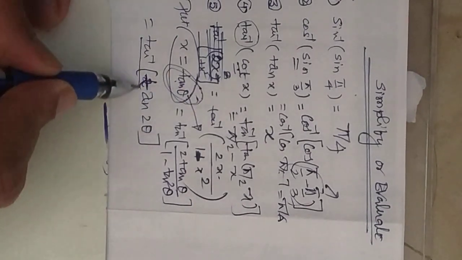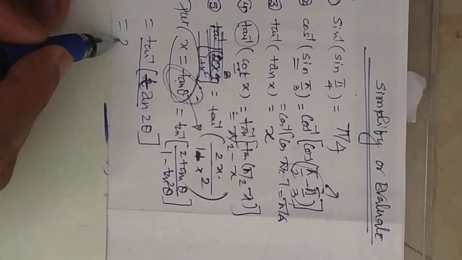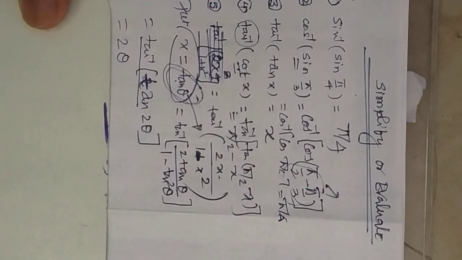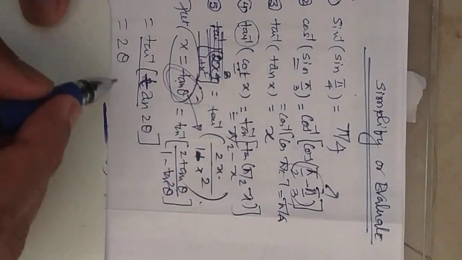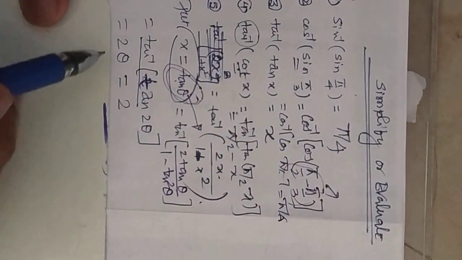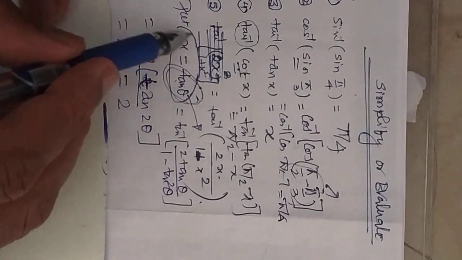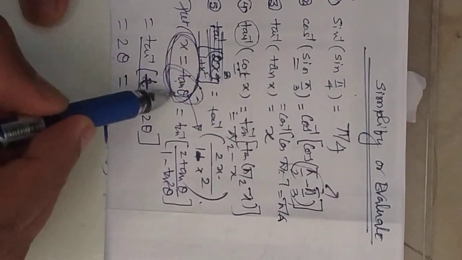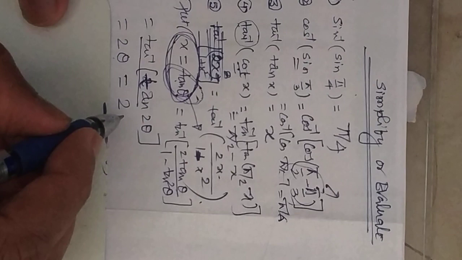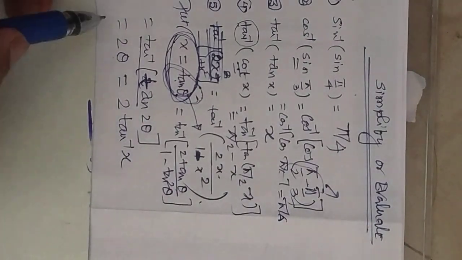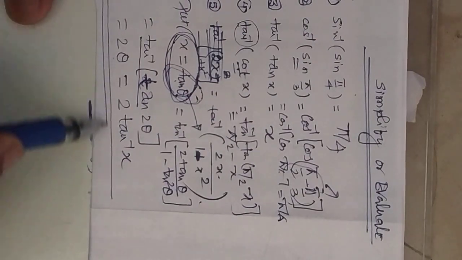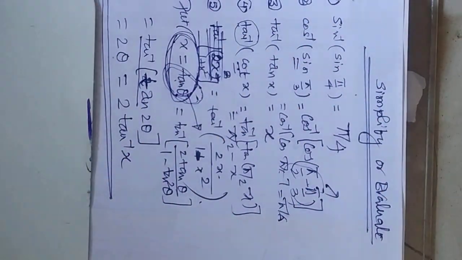Now tan inverse outside, tan inside, so your answer will be 2 theta. But the question was in terms of x, so your answer should also be in terms of x. Now where will this theta come from? Theta will come from this expression: x is equal to tan theta. Therefore theta is equal to tan inverse of x. So this is a way of simplifying. So you should know this technique, how to simplify and get the answer.